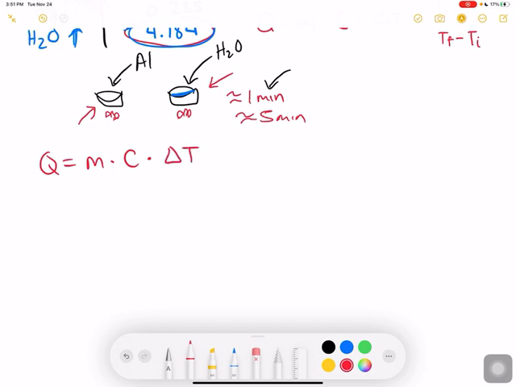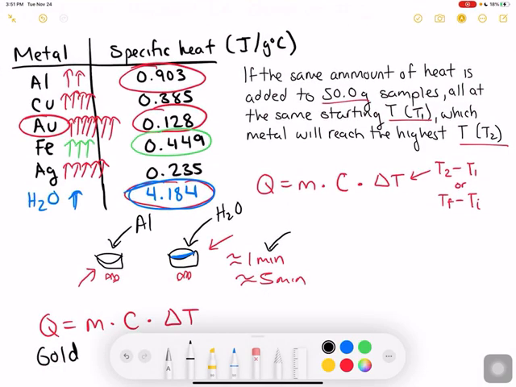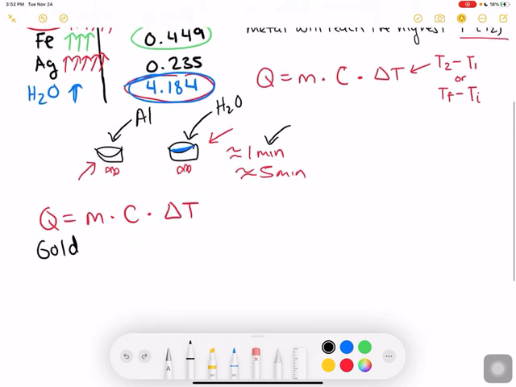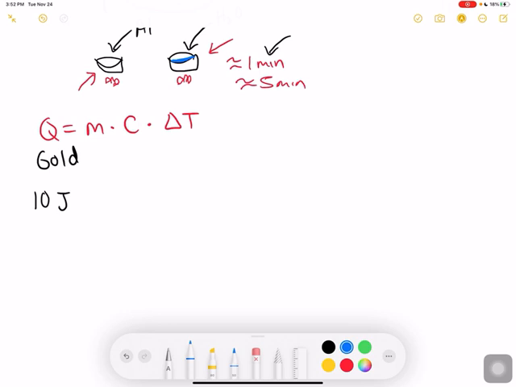Okay, so let's do for gold. So the heat, the problem says that they are all going to be exposed to the same amount of heat. Okay, what this means is we can just make up some number, and I'm just going to say the heat is going to be 10 joules. And that's going to be the same for water, right? Let me do water here. Right, 10 joules. We're putting the same amount of heat into those two.